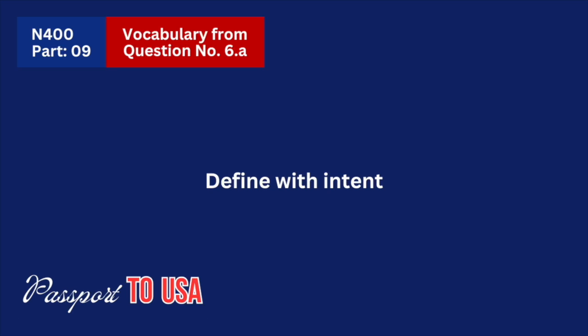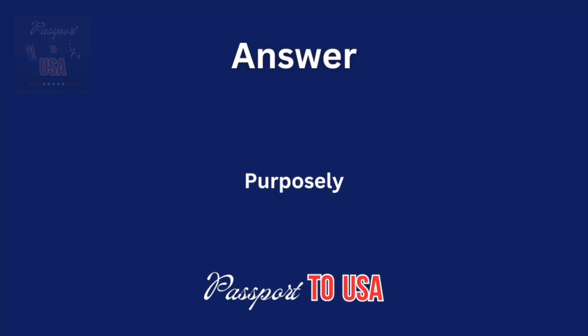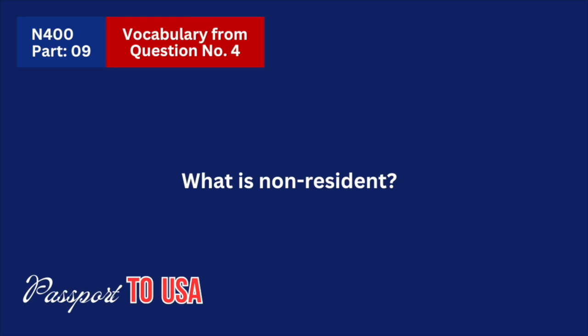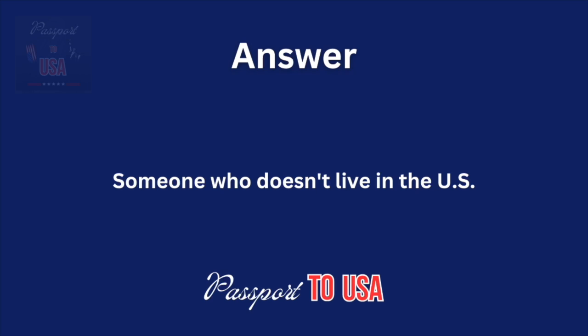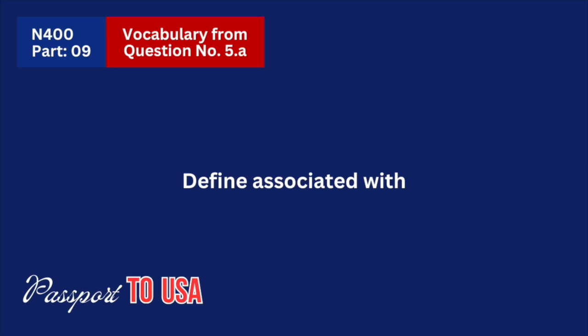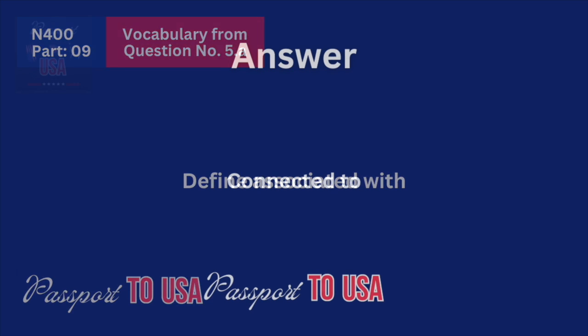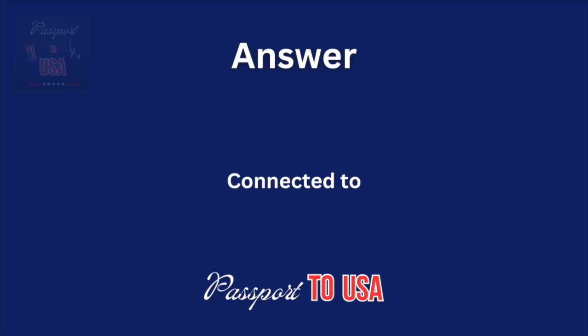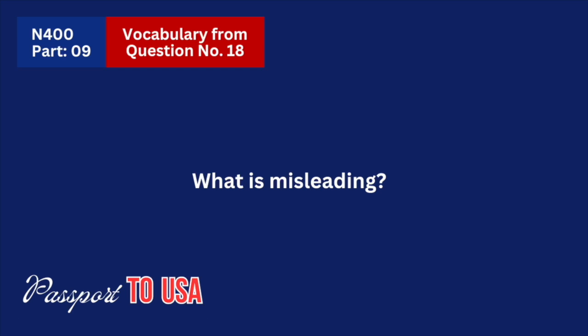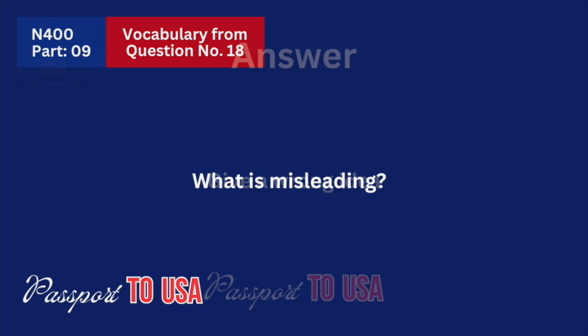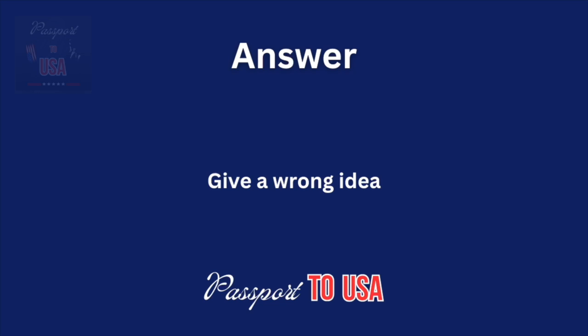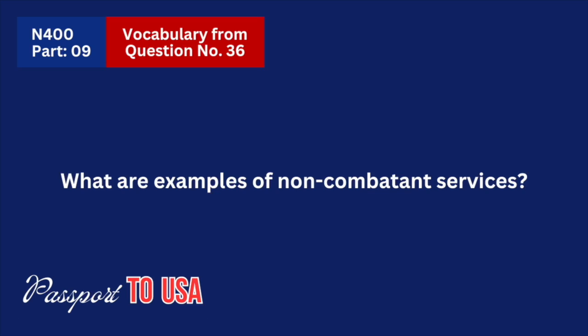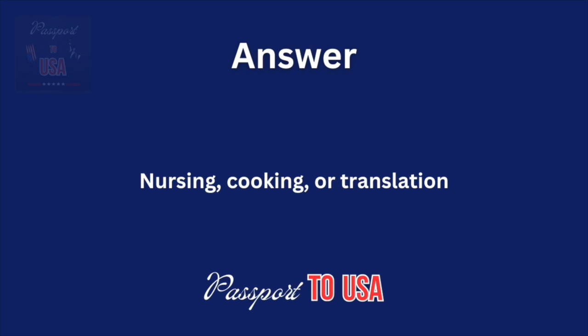Define with intent. Purposely. What is non-resident? Someone who doesn't live in the U.S. Define associated with. Connected to. What is misleading? Give a wrong idea. What are examples of non-combatant services? Nursing, cooking, or translation.